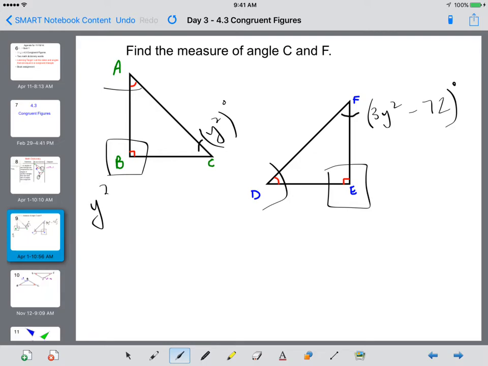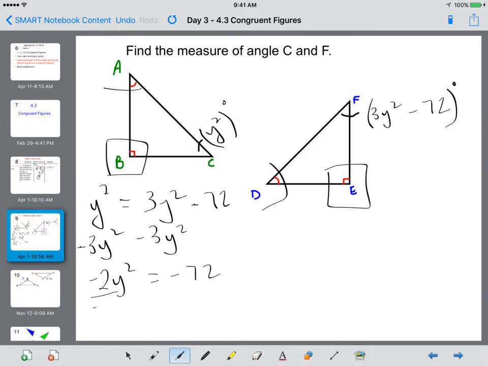So y squared is equal to 3y squared minus 72. Now, what we're going to have to do is combine those y squared. So I'm going to subtract 3y squared. This is like saying one of those minus three of them would give us negative 2y squared equals negative 72. Divide by negative 2. Get the numbers away. We get y squared equals 36.